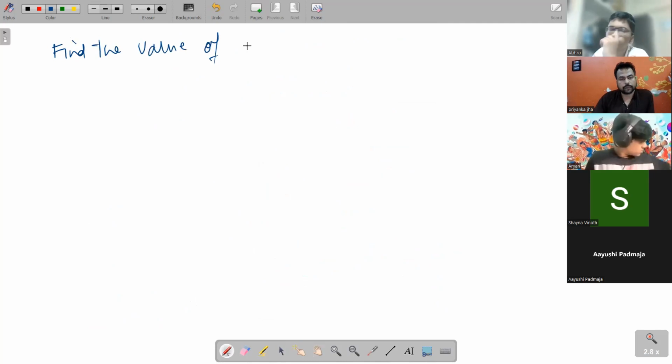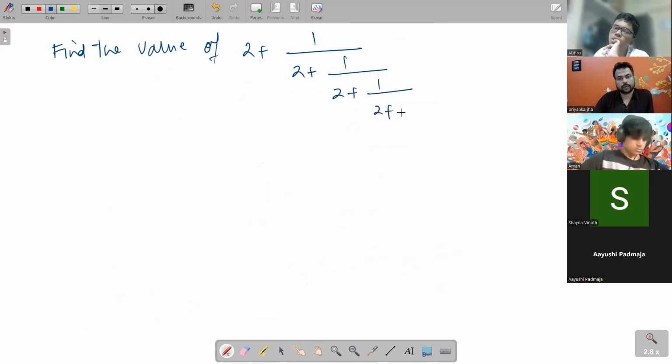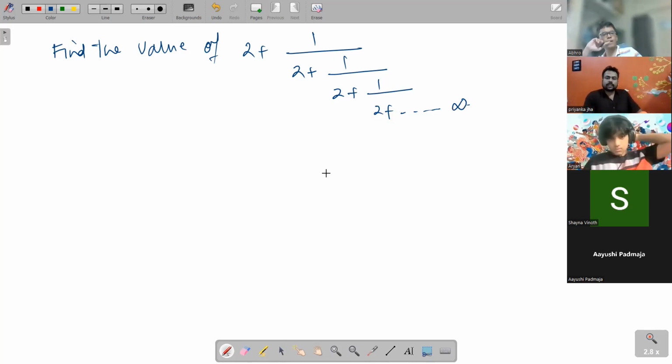Find the value of 2 plus 1 upon 2 plus 1 upon 2 plus 1 upon 2 plus, like that, infinite terms. I'll give you 2 minutes. Let's see if you can solve it. After that, I'll tell you.